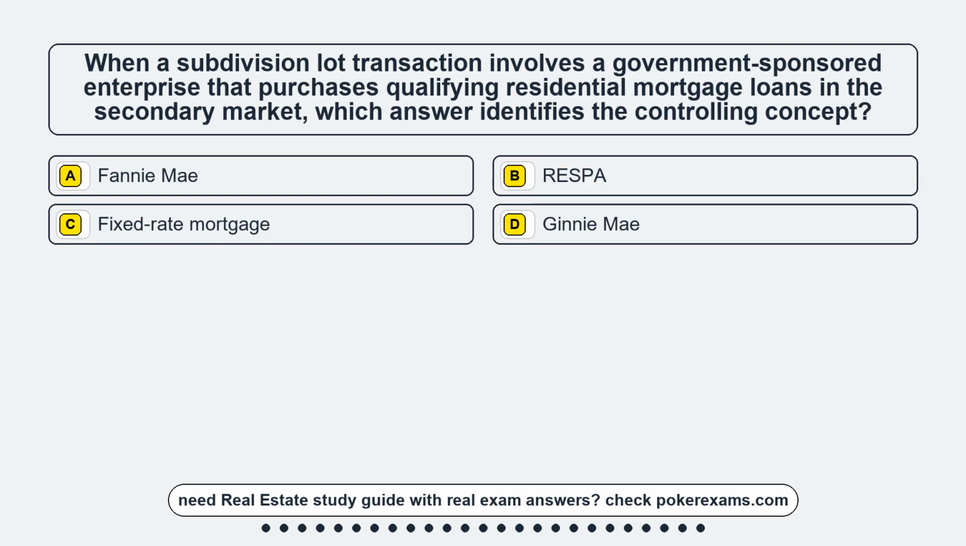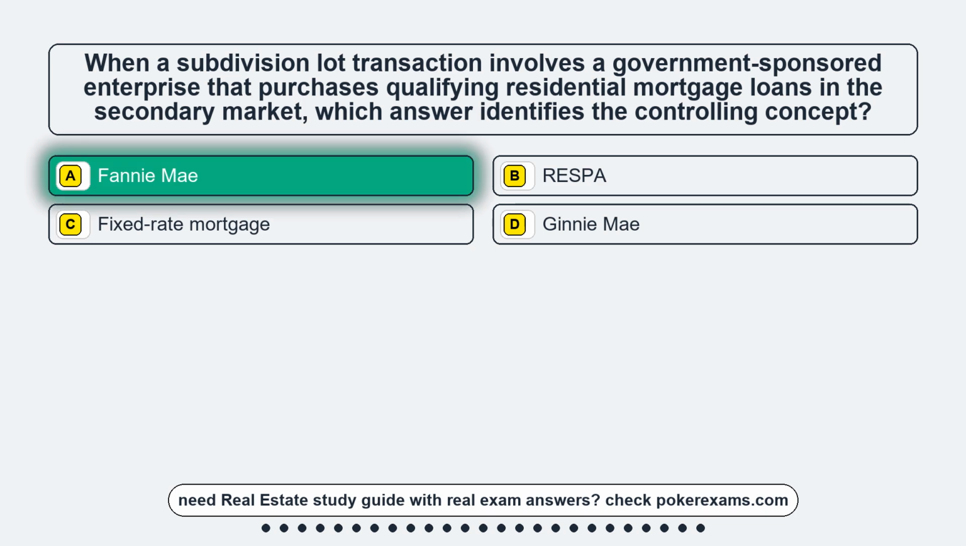Question 17. When a subdivision lot transaction involves a government-sponsored enterprise that purchases qualifying residential mortgage loans in the secondary market, which answer identifies the controlling concept? Option A, Fannie Mae. Option B, RESPA. Option C, fixed-rate mortgage. Option D, Ginnie Mae. The correct answer is option A, Fannie Mae.